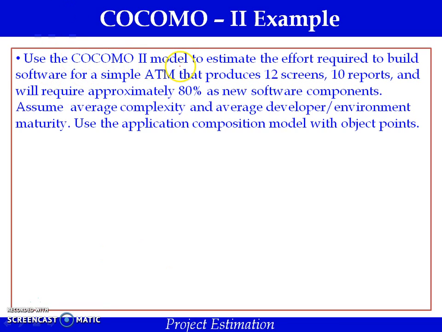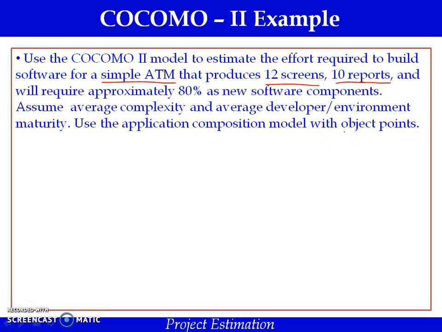We have to use the COCOMO II model to estimate the effort required to build software for a simple ATM. Note the word simple here. It produces 12 screens and 10 reports. So the total number of screens to be developed is 12, and then 10 reports. Both are of simple complexity and will require approximately 80% as new software components. So 20% are reusable and 80% we have to develop as new ones. Assume average complexity and average developer environment maturity, and use the application composition model with object points.